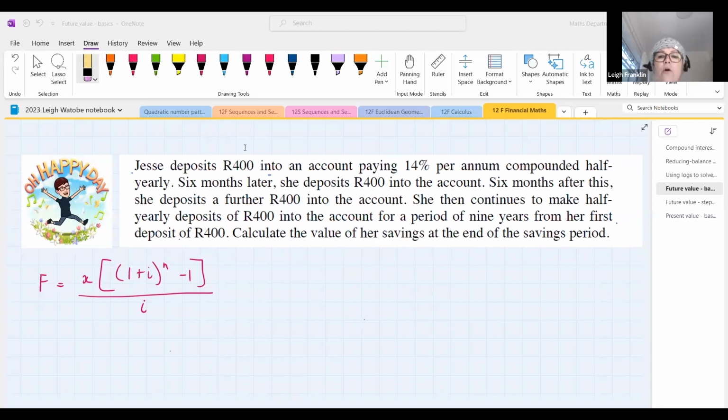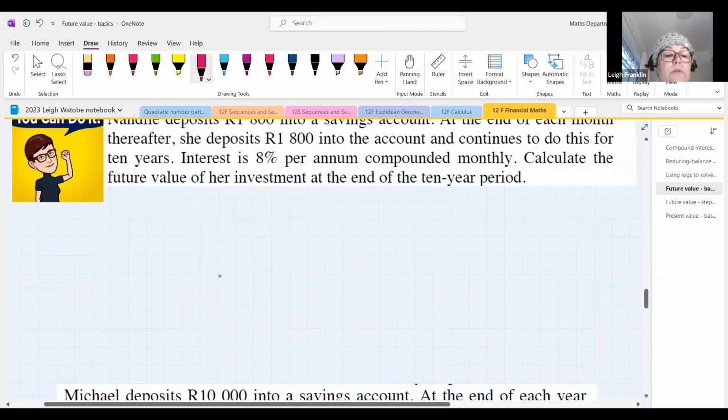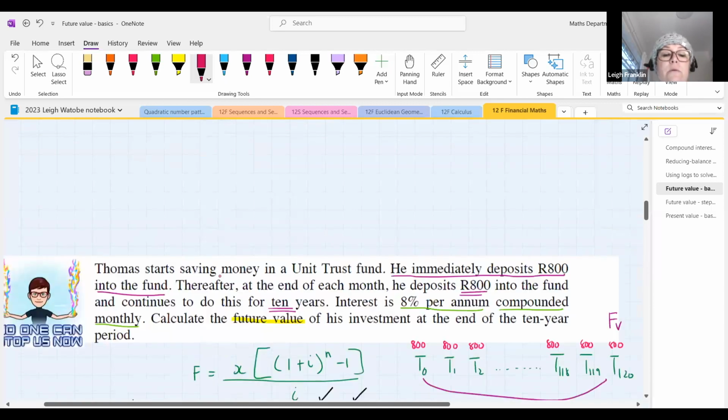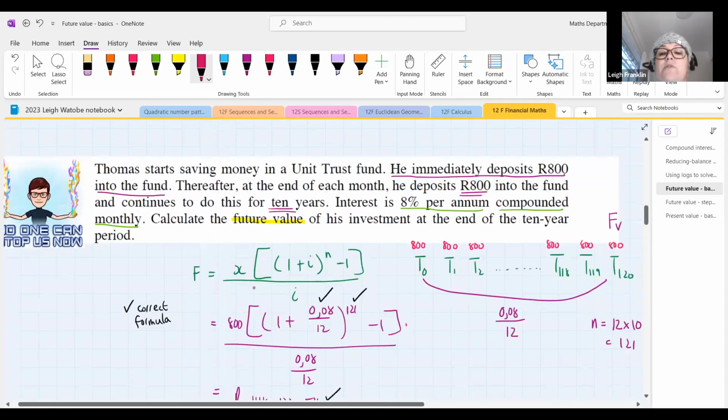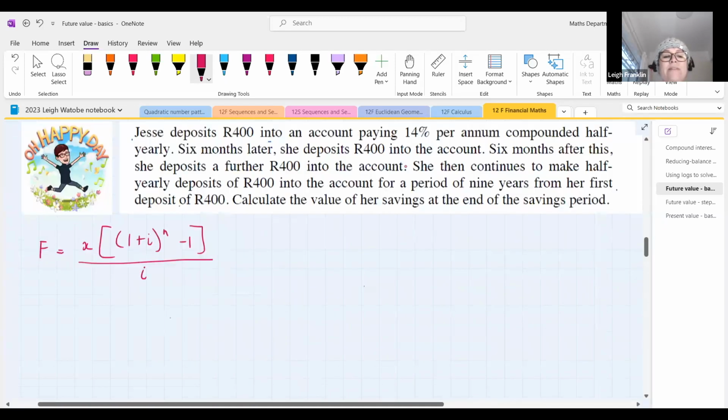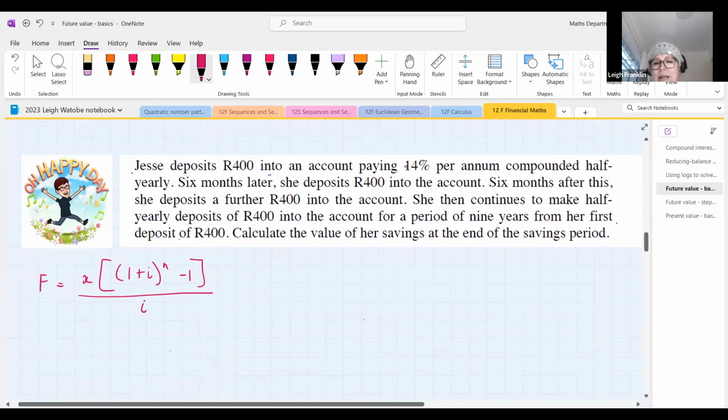What they are implying here is that there is an immediate payment. Okay, like in this question. Here they state it outright. They say he immediately deposits 800 Rand into the fund. Whereas this is unfortunately not quite as direct.